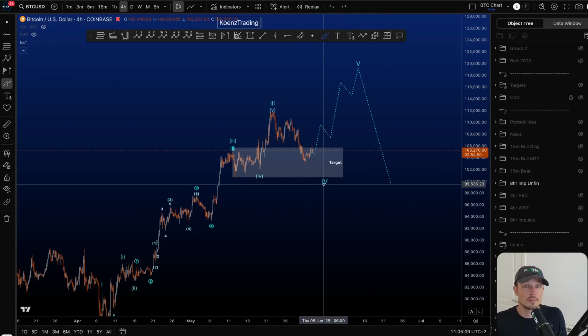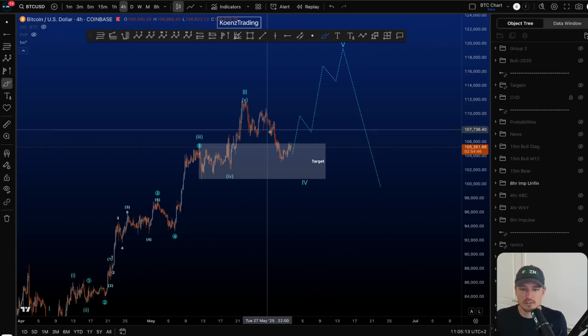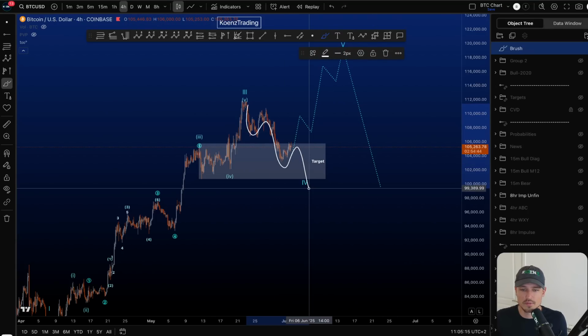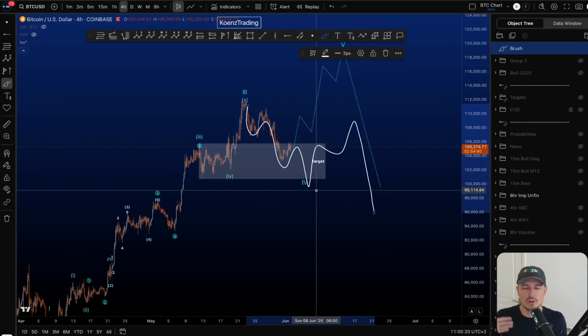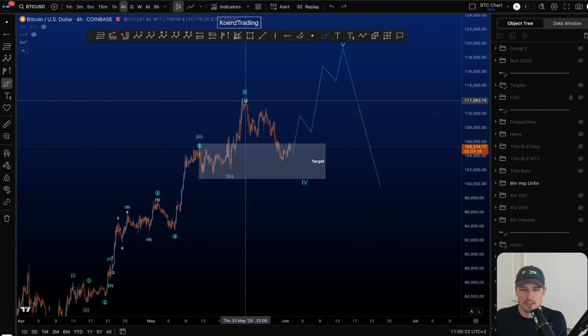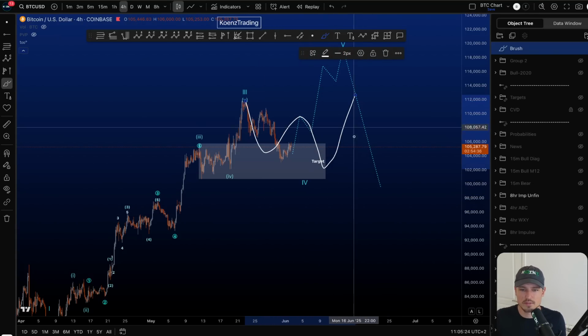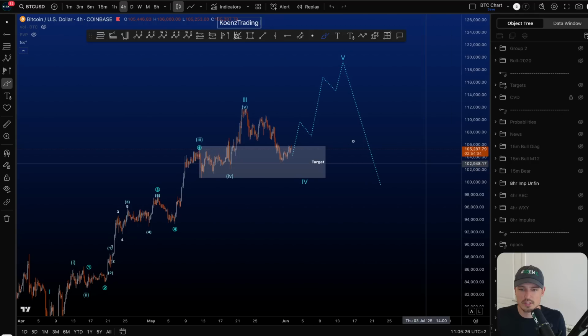Now wave 4 has to be a 3-wave corrective structure. It can't be a 5-wave structure, right? So if this turns into 1, 2, 3, 4, 5 and a clear impulse, you would look for another leg, another move down, and it would lower probabilities for this scenario. You really want this to be a 3-wave structure and then continuation to the upside.